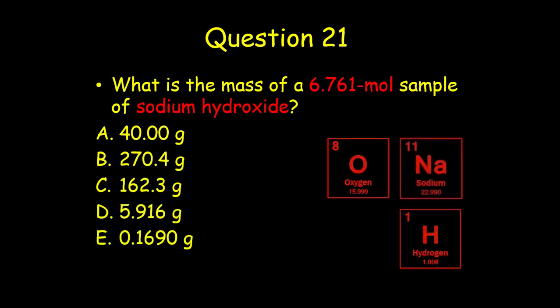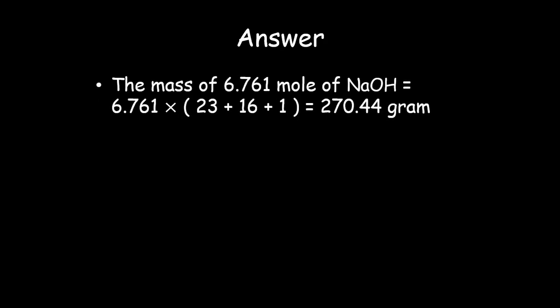What is the mass of a 6.761 mole sample of sodium hydroxide? 40 grams, 270.4 grams, 162.3 grams, 5.916 grams, 0.169 grams. The mass of 6.761 mole of NaOH equals 6.761 times 23 plus 16 plus 1, which equals 270.44 grams. So the answer is B.